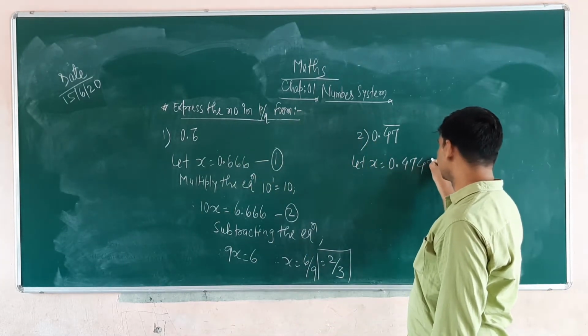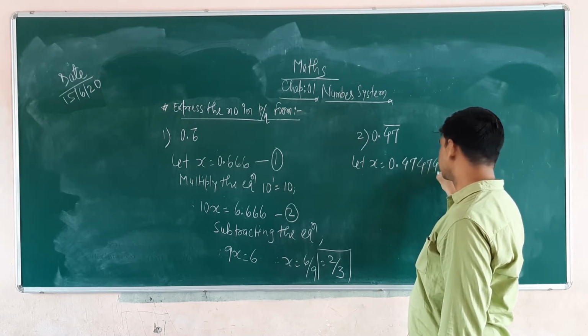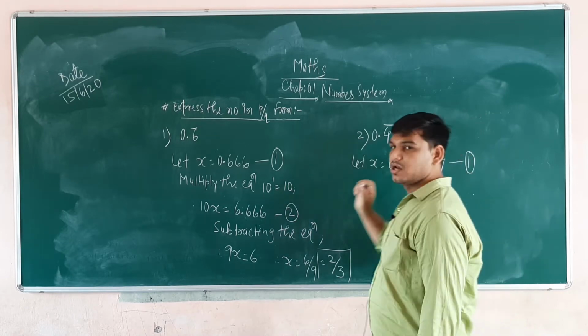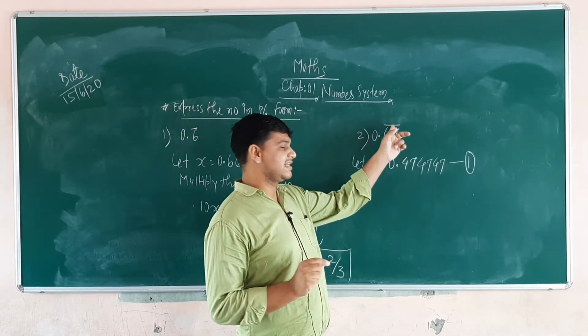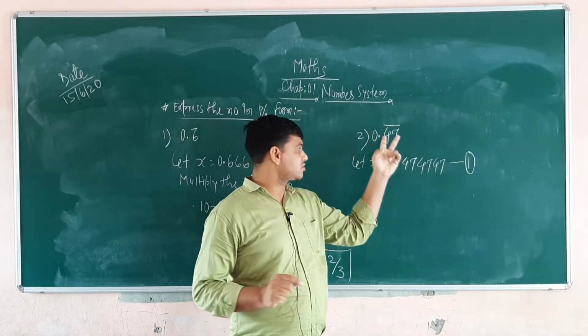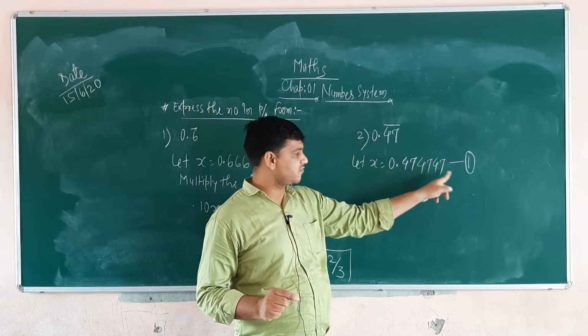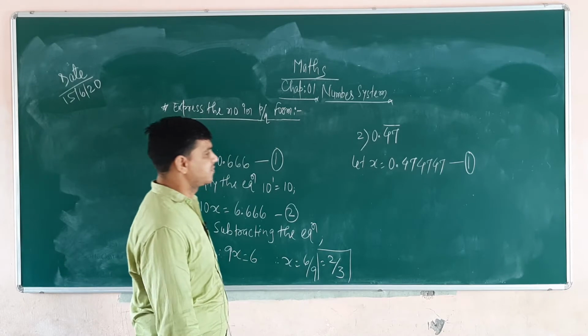So 4 7 and 4 7, right? That is your equation number 1. Now how many digits of bar sign is given? That can be repeated 2 times. So 0.47 as it is, 4 7, 2 digits of a bar sign. So 4 7 4 7, that can be repeated 2 times.